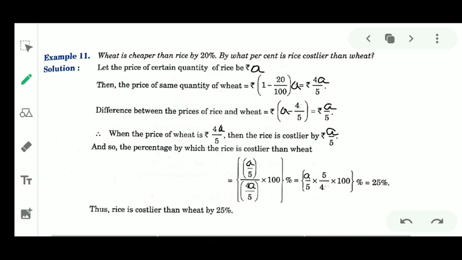Example 11. Wheat is cheaper than rice by 20%. We do not know the price of wheat or rice, but we know that wheat is cheaper than rice by 20%. The question is, by what percent is rice costlier than wheat?